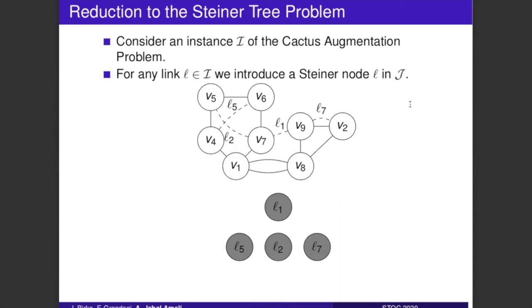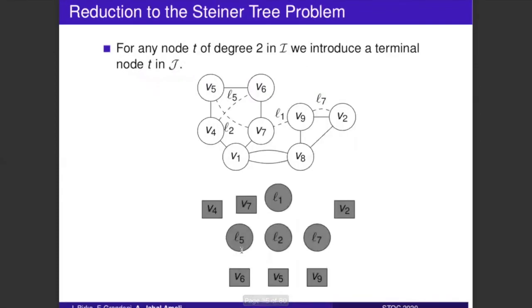Consider an instance I of the cactus augmentation problem. Here the instance I is the graph above. Now for any link L in I, we introduce the Steiner node L in J. Here you can see that, for example, for the link L5, there is a node in gray L5 below. Also for any node T of degree 2 in I, we introduce a terminal node T in J. Here you can see that, for example, V5 is a node of degree 2. So here we introduce the terminal for V5.